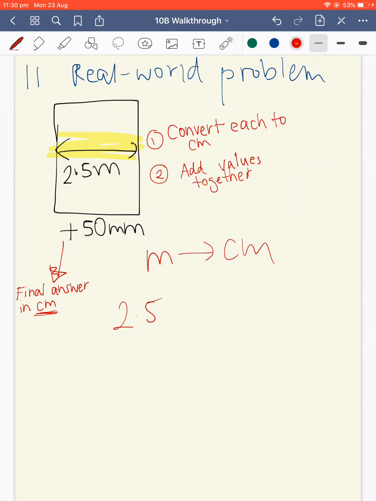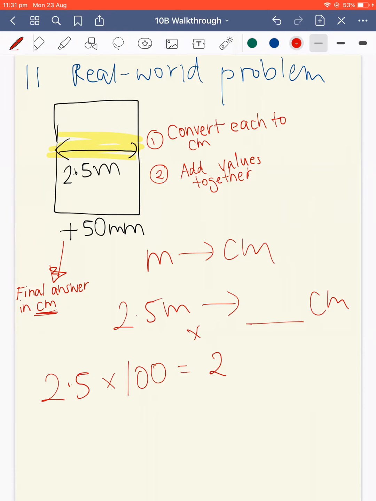So to get from 2.5 meters to whatever centimeters, I need to actually be able to multiply that number because I'm going again from a big to a smaller unit, so my number should get bigger. So it'll be 2.5 multiplied by 100, so it should equal 250. Okay, so my answer will be 250 centimeters.